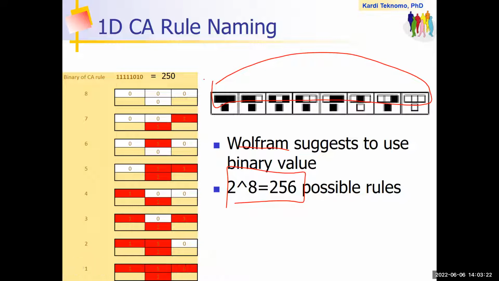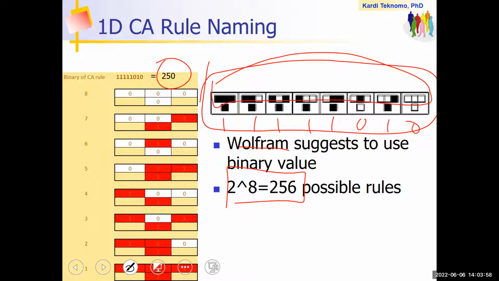Clear, yeah? So with that, for example, here, how do you know the name? Easy. You know this is 1, 1, 1, 1, 1, 0, 1, 0, and then you convert that binary into decimal, right? So that becomes the name, which is 250. Clear? When we say rule 250, that means equivalent to this drawing.